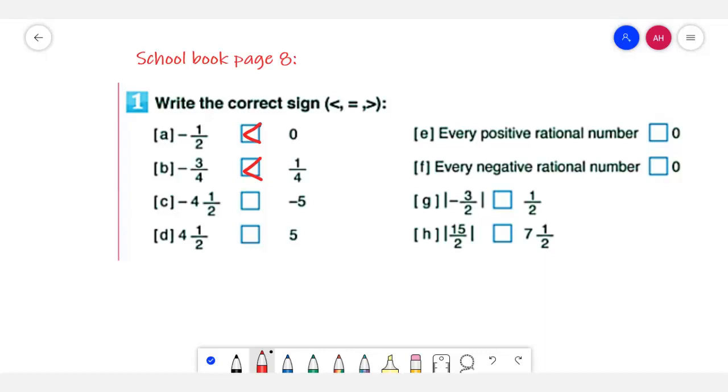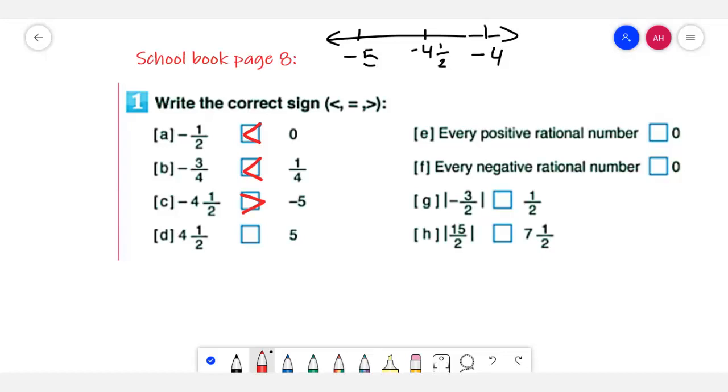Going now for number C. Negative 4.5 and negative 5. If we are going to have a look here on the number line, I will have here negative 4 and I will have here negative 5. And here is negative 4.5. So sure, negative 4.5 is greater than negative 5.